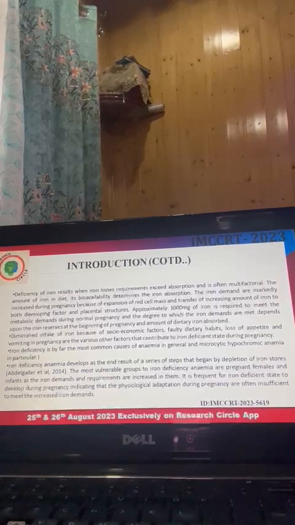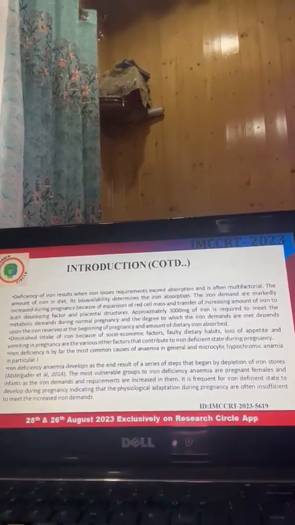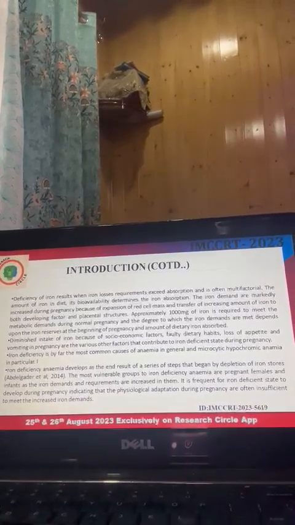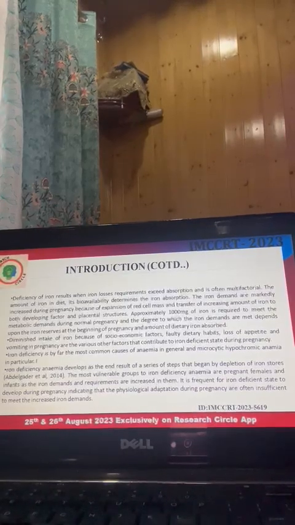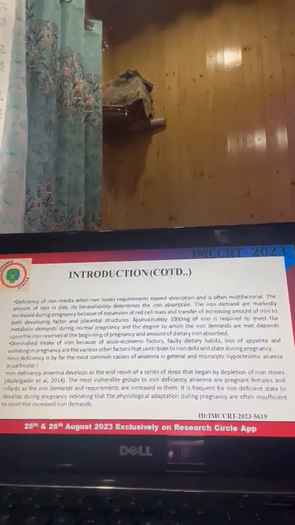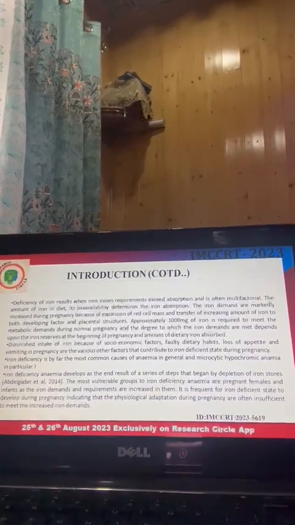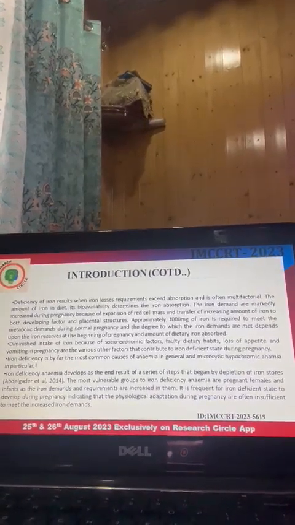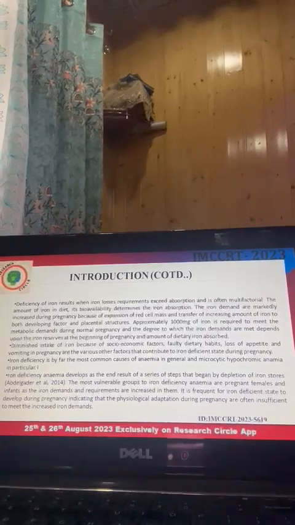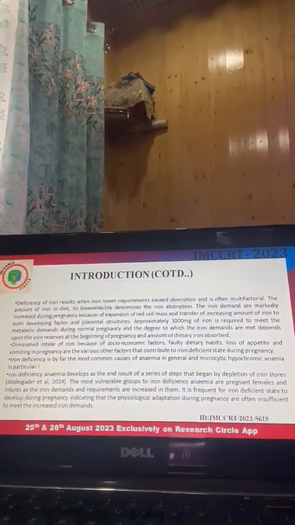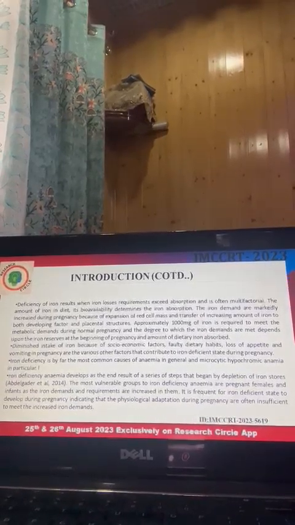Deficiency of iron results when iron losses or requirements exceed absorption and is often multifactorial. The amount of iron in diet and its bioavailability determine the iron absorption. The iron demands are markedly increased during pregnancy because of expansion of red cell mass and transfer of increasing amounts of iron to both the developing fetus and placental structures.